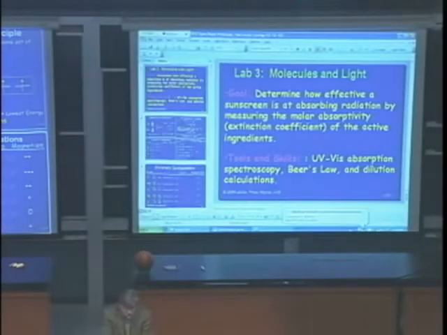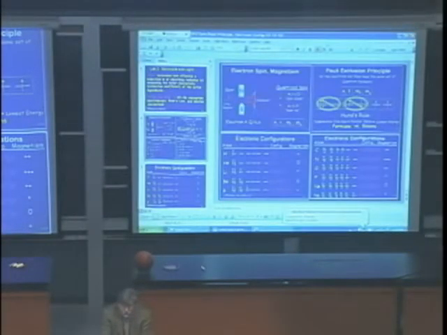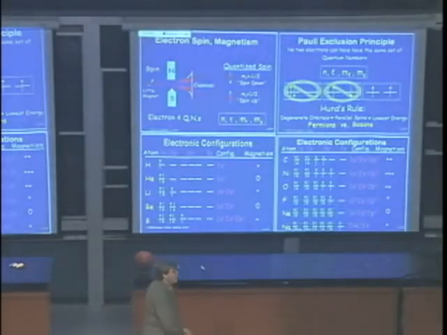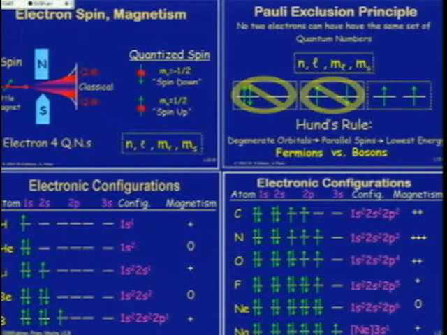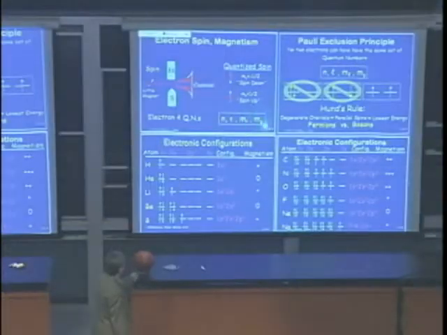And we're going to talk today first about what we did on Monday. Today is Wednesday, and on Monday we introduced the fourth quantum number, the spin quantum number, m sub s. We knew already about m sub l.